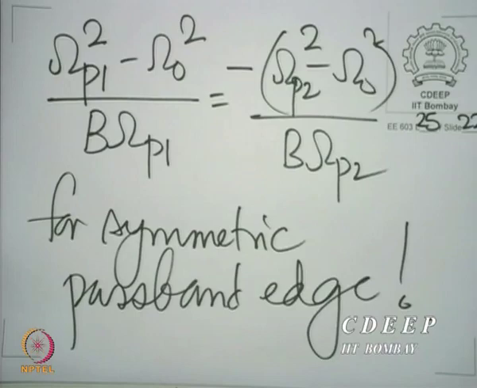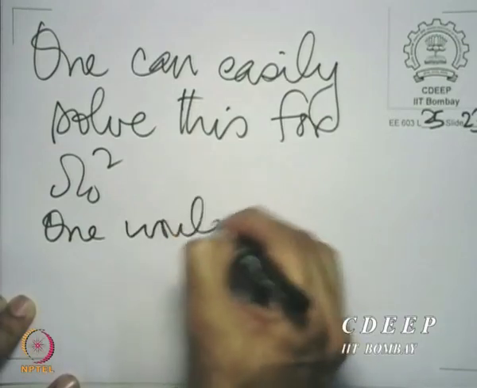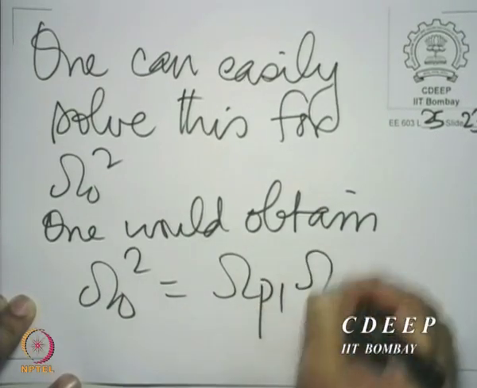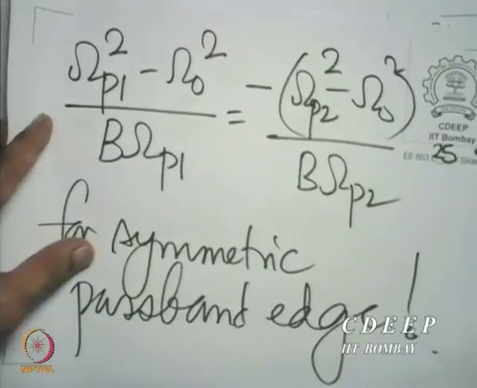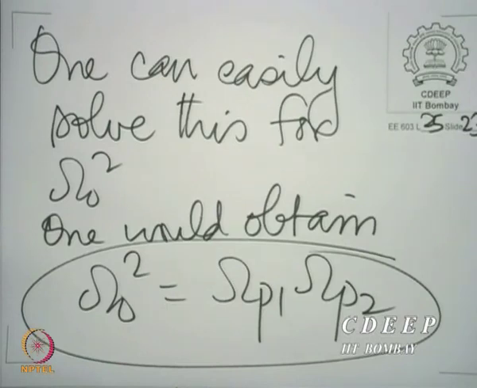Now, we can solve this. It is very easy to solve this. And in fact, one would obtain omega naught squared is omega p 1 into omega p 2, which is very interesting. This is not at all a difficult equation to solve. It is a simple linear equation in omega naught squared. So, you can easily solve it, and you would obtain omega naught squared is omega p 1 times omega p 2. What this says is that the so-called center frequency or the resonant frequency, as we chose it in the beginning, is the geometric mean of the passband edges.